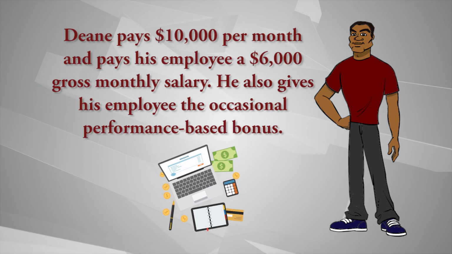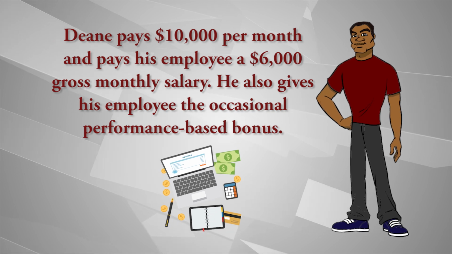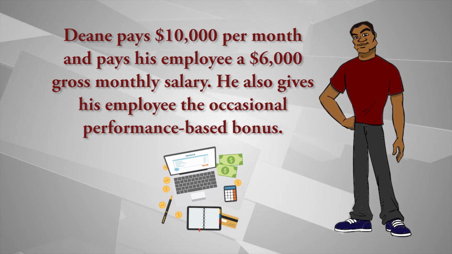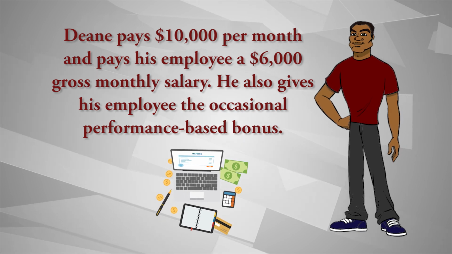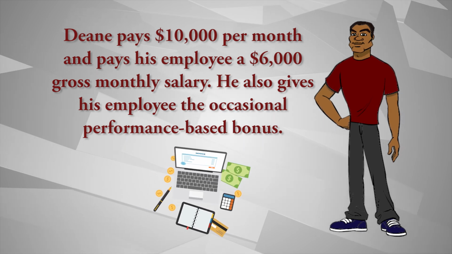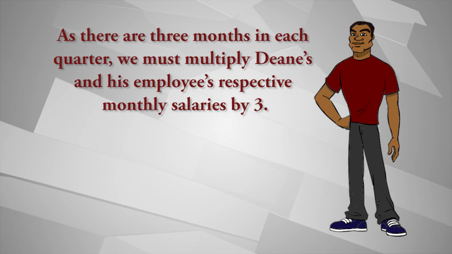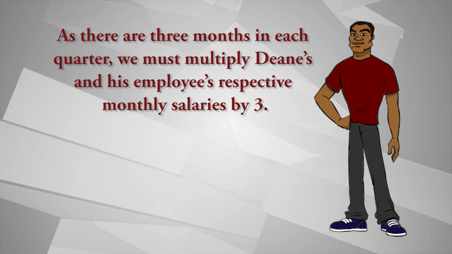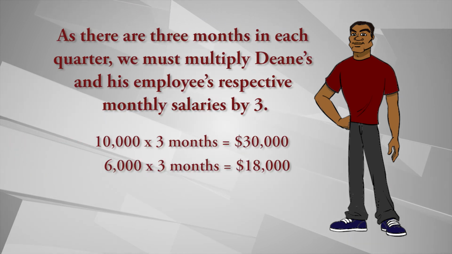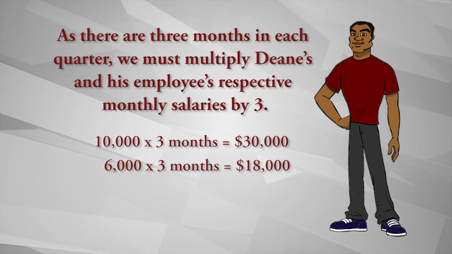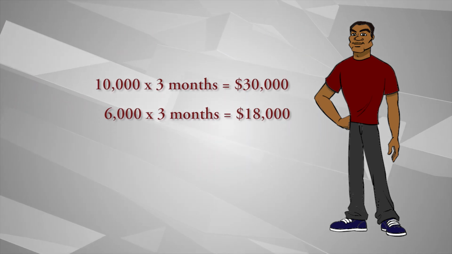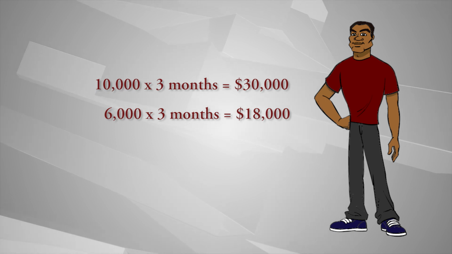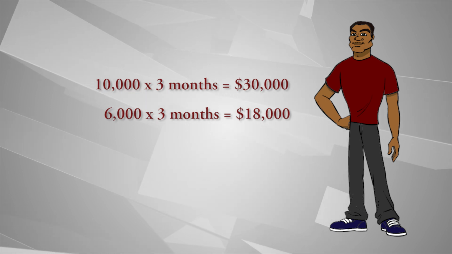Dean pays himself $10,000 per month and pays his employee a $6,000 gross monthly salary. He also gives his employee the occasional performance-based bonus. As there are 3 months in each quarter, we must multiply Dean's and his employee's respective monthly salaries by 3. This comes to $30,000 for Dean and $18,000 for his employee.